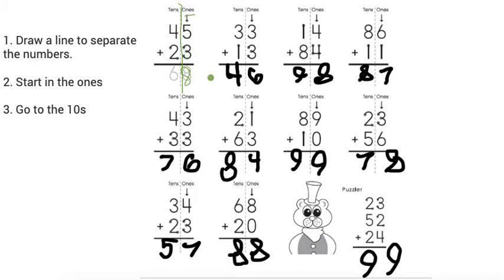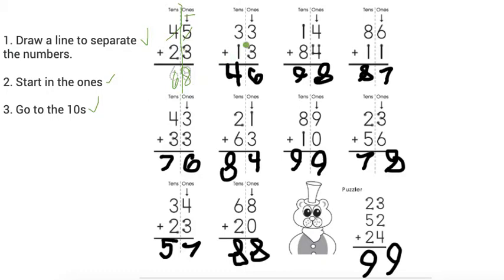If you didn't know what 5 plus 3 was, you could cross off the big number and use the dots on the small number to count up. 5, 6, 7, 8. So we did our line, and we started in our ones place. Now we're going to our tens place. 4 plus 2. So we cross off the big number and count up. 4, 5, 6. So our number is 68.